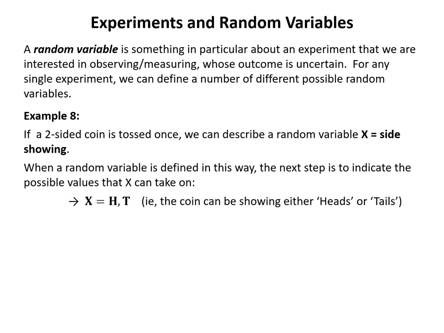So in example 8, if a 2-sided coin is tossed once, we can describe a random variable x equals the side showing. When a random variable is defined in this way, the next step is to indicate the possible values that the random variable can take on. So if x is the side showing, then we would say that x equals heads, tails, and we just use the comma to separate those two. In other words, we're saying here that the coin can be showing either heads or tails.